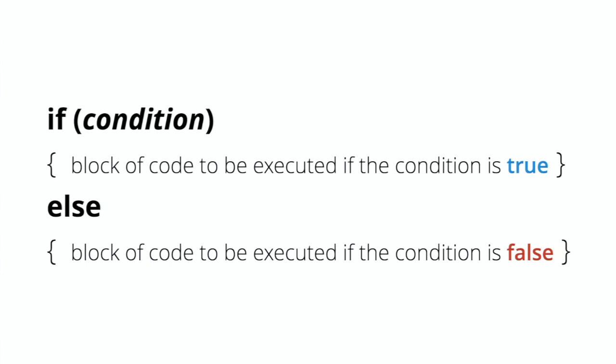So now we have else, right? This is another kind of condition, and what it allows us to do is add another piece to the condition that we're creating. For example, if condition, then run this block of code if the condition is true, else run this block of code if the condition is false. So this allows us to say, do this if it's true, do that if it's false. That's probably a better way to say it.